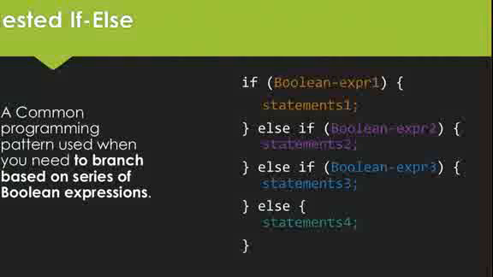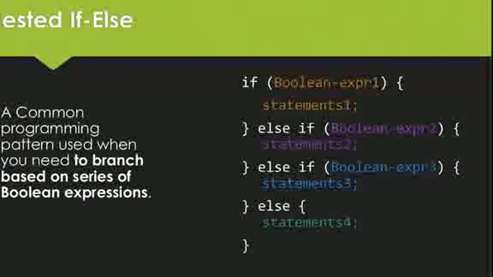Sometimes you need to branch based on a series of Boolean expressions rather than just a single Boolean expression. Last week we learned that with if-else you can test one Boolean expression, and if it was true you can execute a series of statements, or if false, execute a different series of statements. The problem solved with a nested if-else is when you need to test more than one Boolean expression.